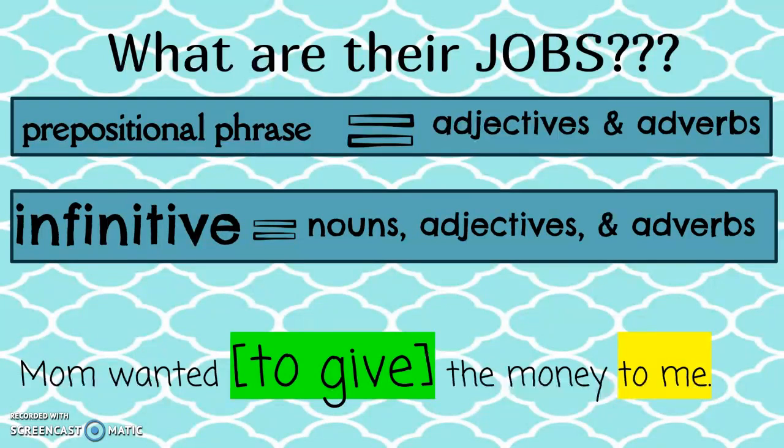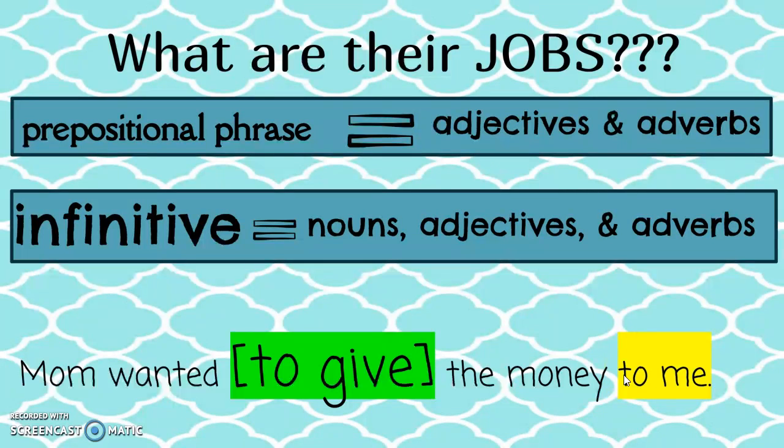So looking at this sentence down here, Mom wanted to give the money to me. I see to in there twice. So I'm going to go back to my formula and think, to followed by a noun or pronoun with some modifiers is a prepositional phrase. Over here, to me.